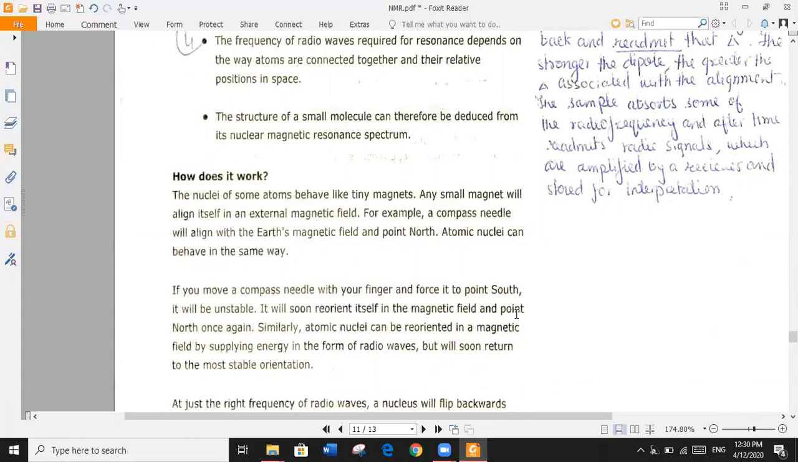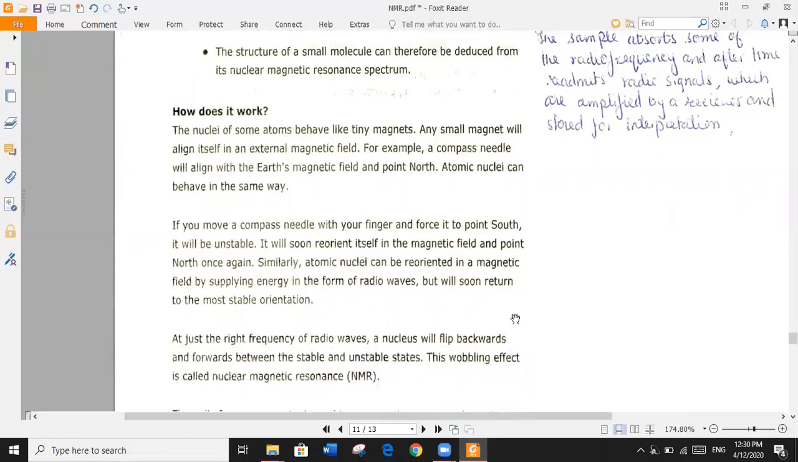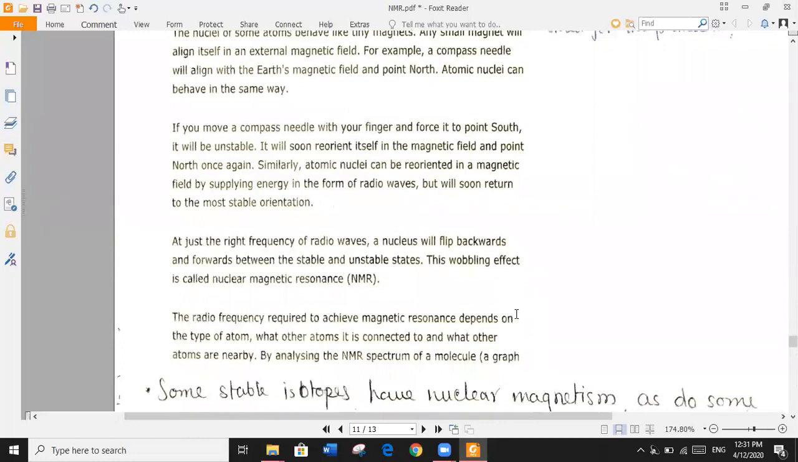Similarly, atomic nuclei can be reoriented in a magnetic field by supplying energy in the form of radio waves, but will soon return to the most stable orientation. At just the right frequency of radio waves, a nucleus will flip backwards and forwards between the stable and unstable states. This wobbling effect is called nuclear magnetic resonance. The radio frequency required to achieve magnetic resonance depends on the type of atom, what other atoms it is connected to, and what other atoms are nearby.